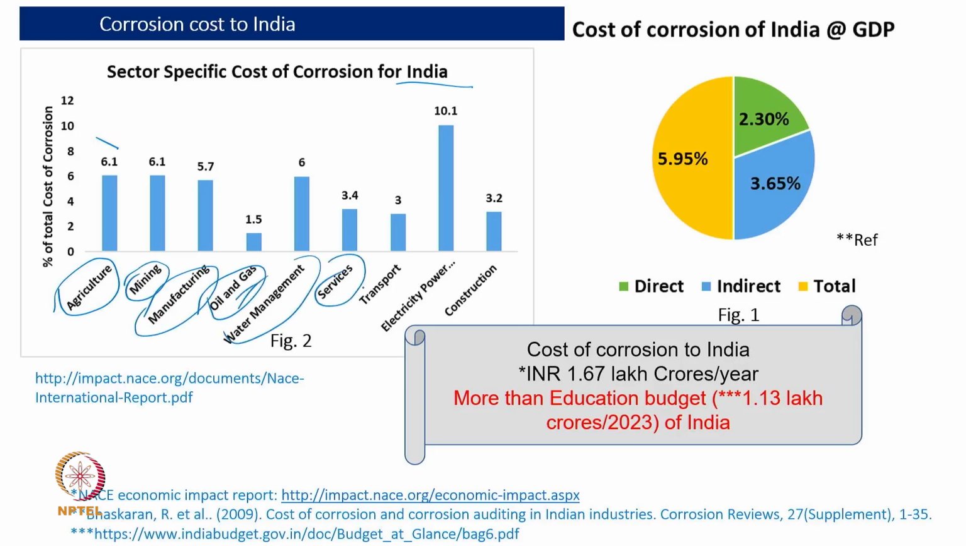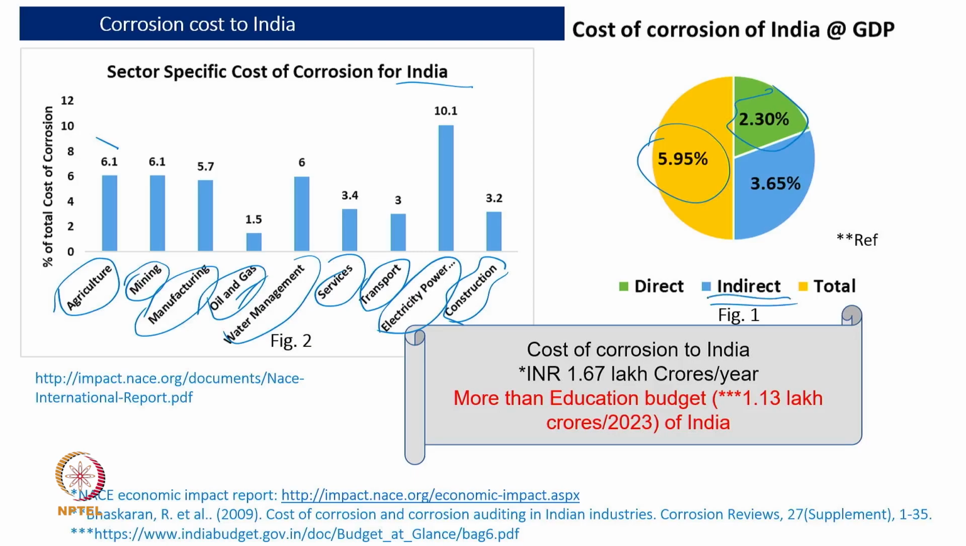Everywhere corrosion is there. And then electricity, power, corrosion is almost 10%. Even in the construction industry, the losses are around 3.2%. So, these are the contributions to the corrosion cost, and that is why we mentioned there that the overall cost is something like 5.95%, but if you look at the direct cost, it is only 2.3%.